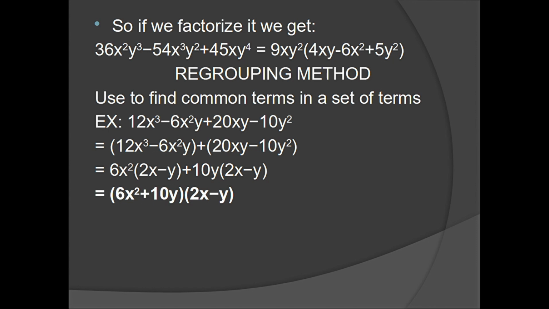So here I am grouping two terms in brackets, as you can see. When I group these in brackets, I observe that I can take HCF from the following groups. As you know how to take HCF, I took HCF as follows and took common of those. Now I got two common factors, that is 2x minus y and 2x minus y. And finally I got the answer 6x square plus 10y into 2x minus y.